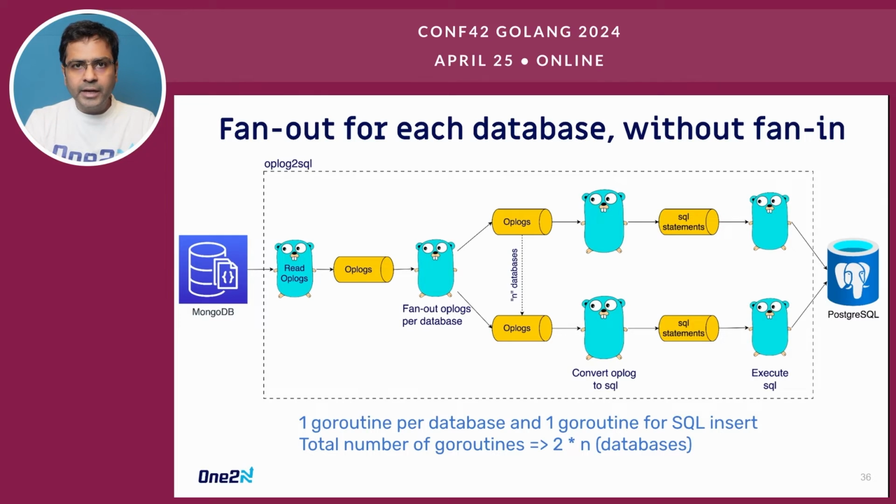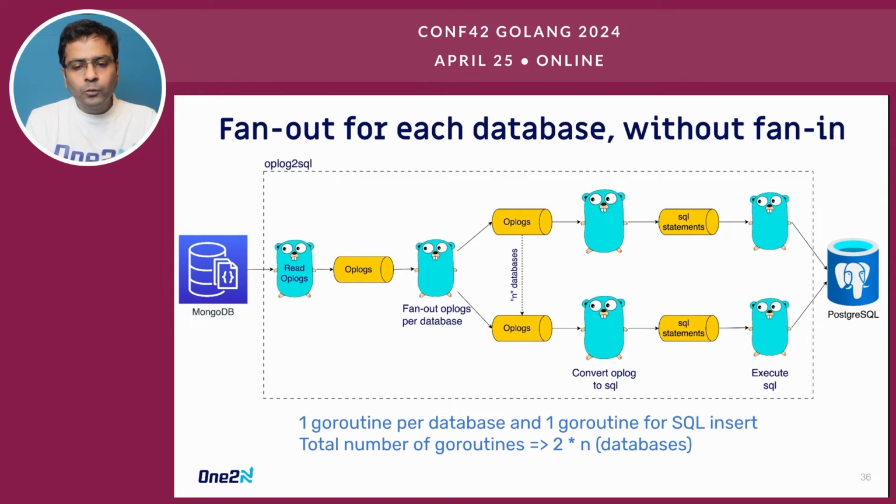Similarly, we have those n databases and n go routines, but instead of fanning them all into a single channel, we are creating a channel for each go routine. And to be able to insert records in Postgres, we are going to create n number of go routines on the database side also. So we'll have one go routine per database and one go routine per SQL insert, update or whatever.